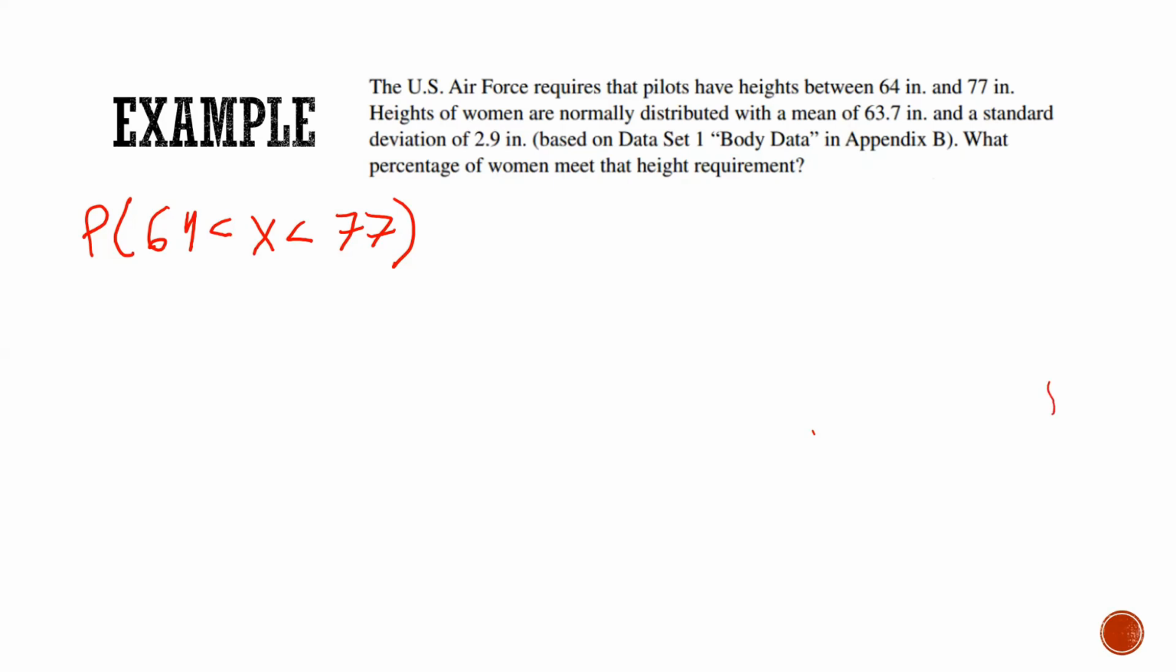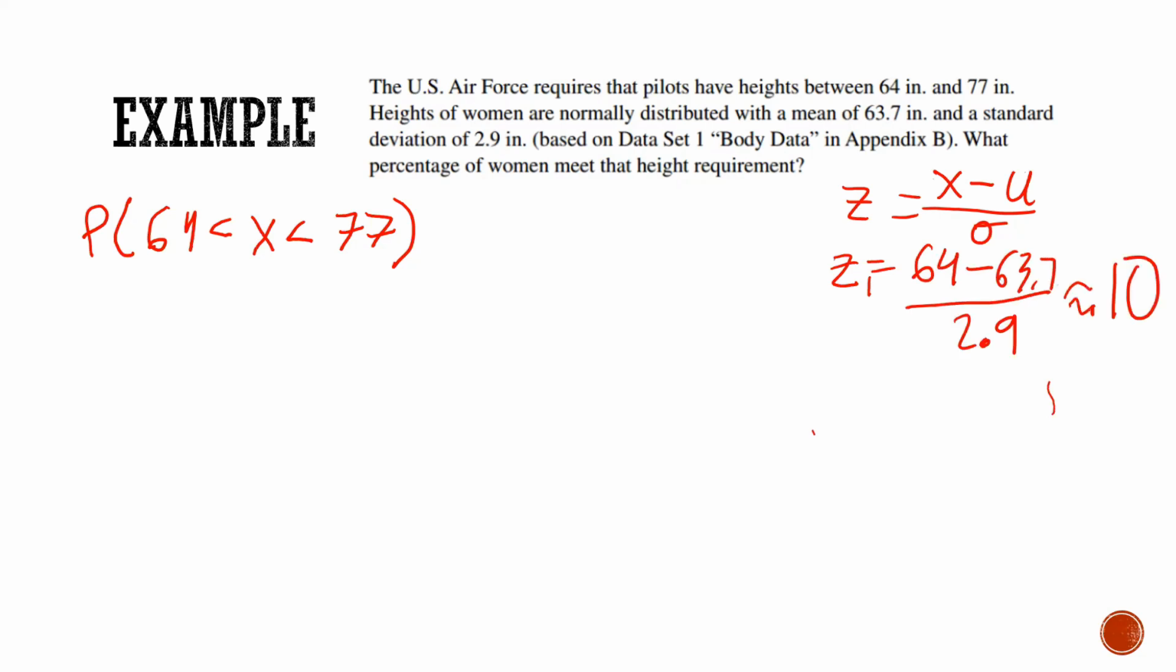So you want to make sure you're consistent. So the first x, the smaller x, is 64 or 63.7? X is 64, right? Mean. You can use just 2 decimals if you're going to use your table because there's no more than that in there, right?